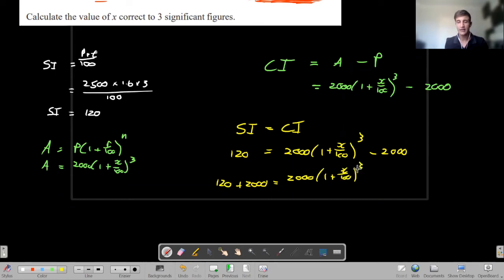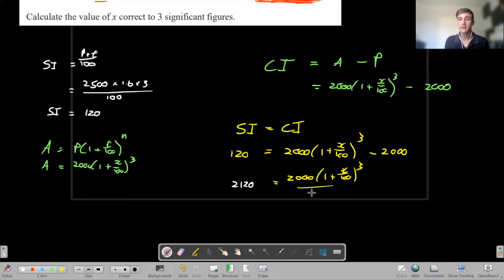Now we have to be careful. We can't just start subtracting 1 and weird stuff like that. We first need to get rid of this 2,000, and we need to get rid of this cube. Remember that if you want to solve for a variable and it's inside a bracket and you have an exponent, you first have to get rid of that exponent before you can look for the variable. So anyway, let's simplify this. This is actually 2,000 plus 120, so 2,120.